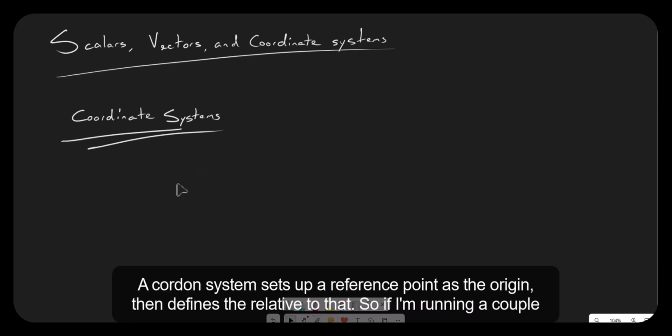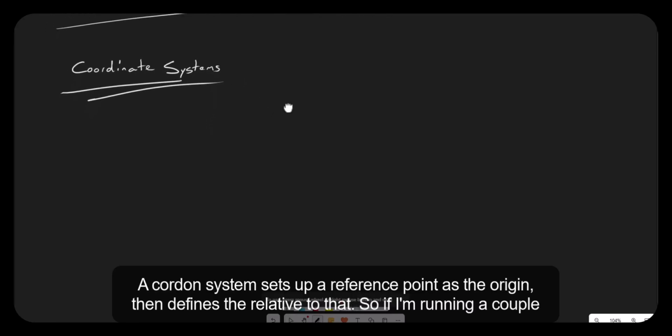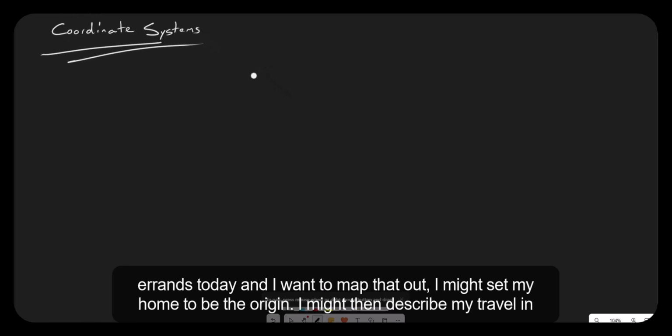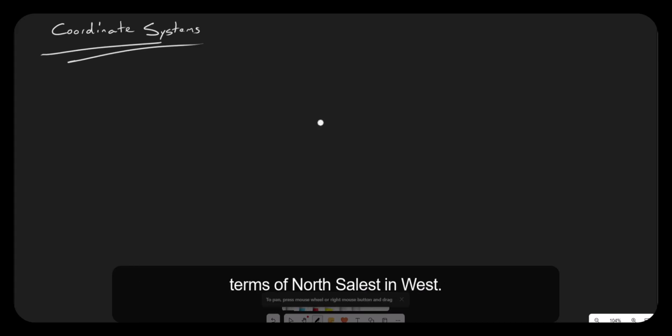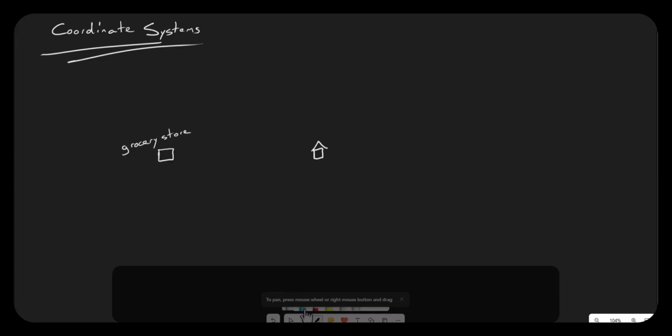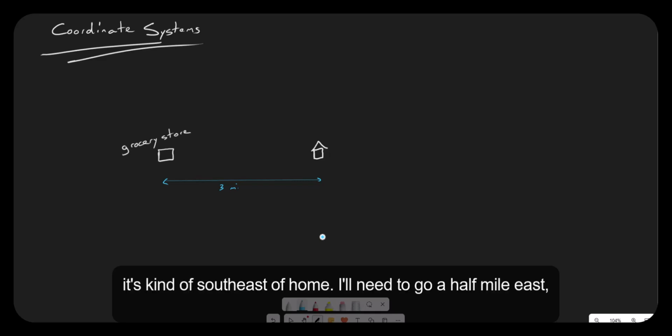A coordinate system sets up a reference point as the origin, then defines things relative to that. So if I'm running a couple errands today and I want to map that out, I might set my home to be the origin. I might then describe my travel in terms of north, south, east, and west. Here's my home, and maybe the grocery store is 3 miles west of home. Here is 3 miles.